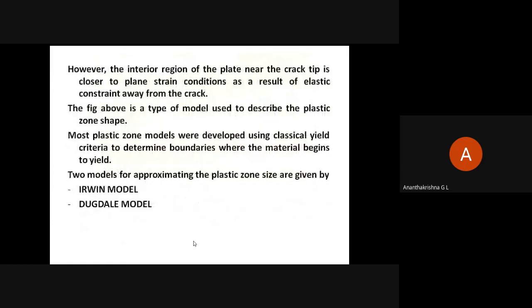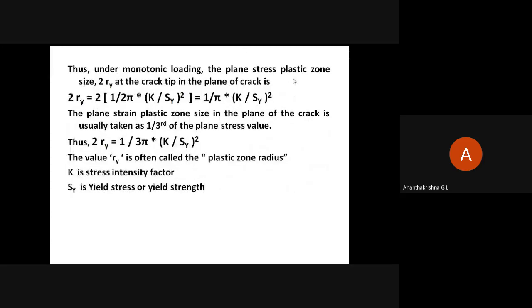There are two models for approximating the plastic zone size. One is the Irwin model, another is the Dugdale model. What the Irwin model says is that the plastic zone radius or size r_y at the crack tip is given by 1 by pi into (K by S_y) whole square. If you consider plane strain condition, it is to be taken as 1/3 of the plane stress value. Therefore 1 by 3 pi into (K by S_y) whole square will give you the plastic zone radius, according to Irwin.